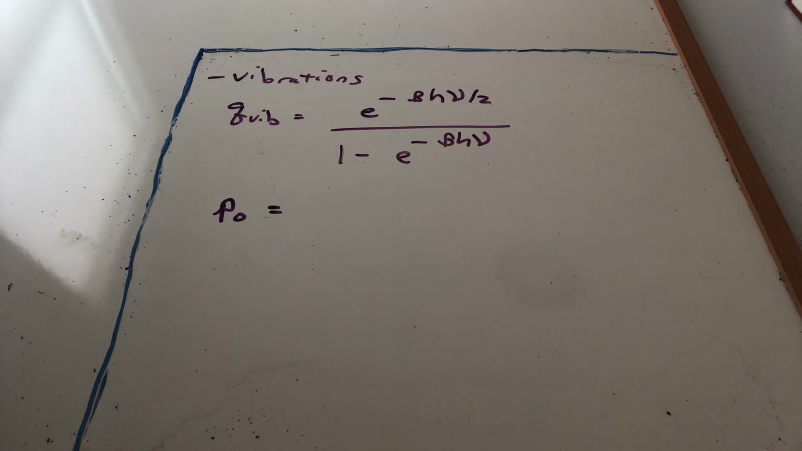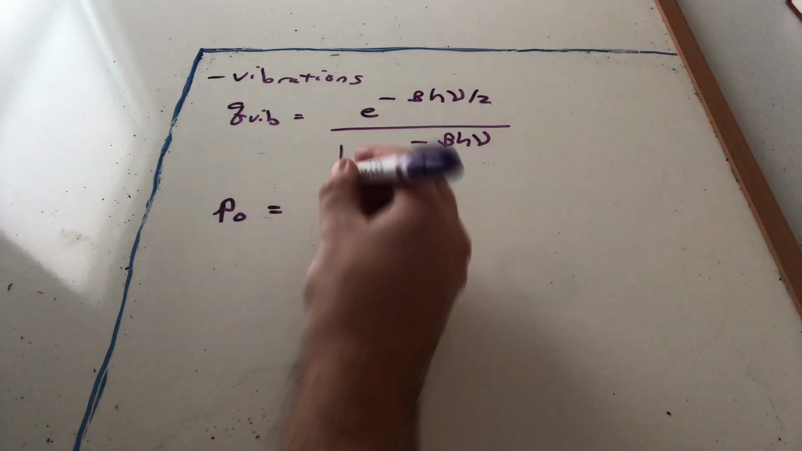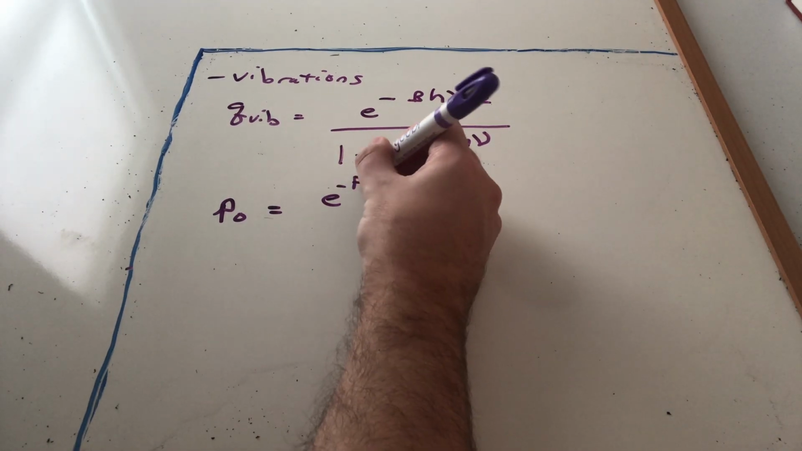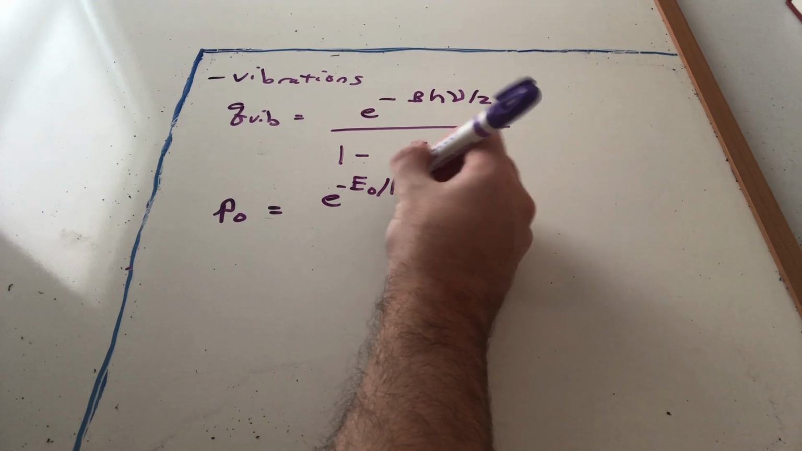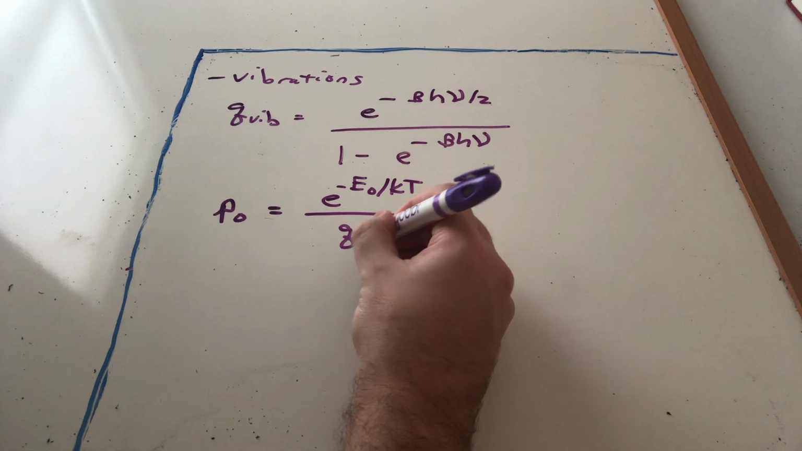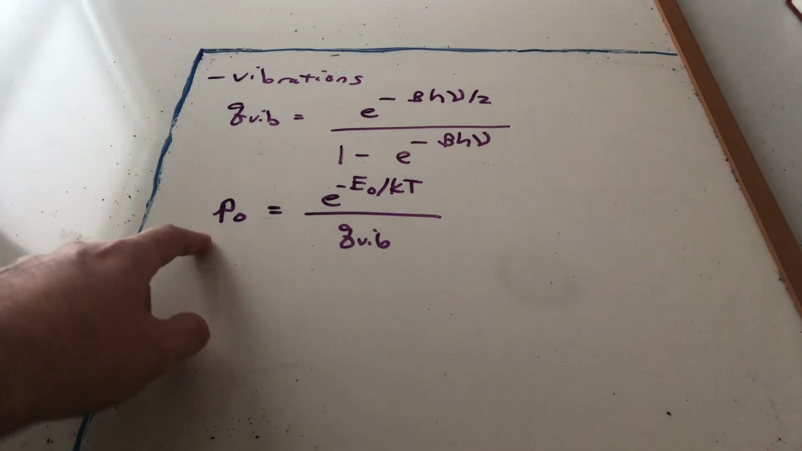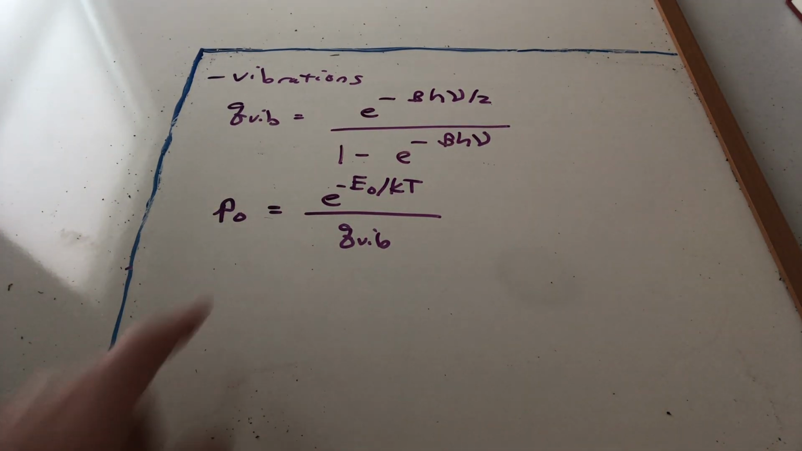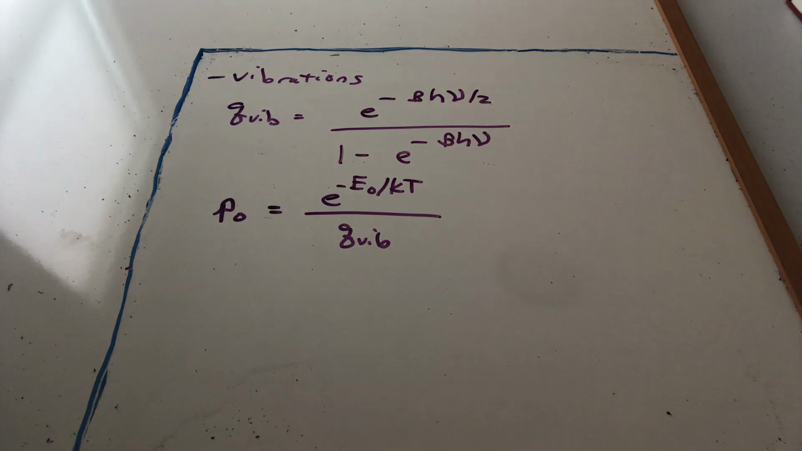So if I look at P0, the probability to be in the ground state, this 0 is actually referencing a V equal to 0, the quantum number itself. We know that that is e to the minus E0 over kT, divided by our Q. So we use our definition of population from earlier. Now we're specifically talking about vibrations.